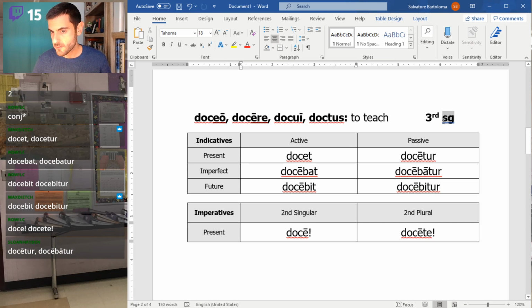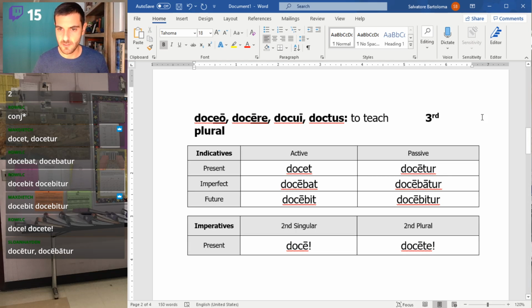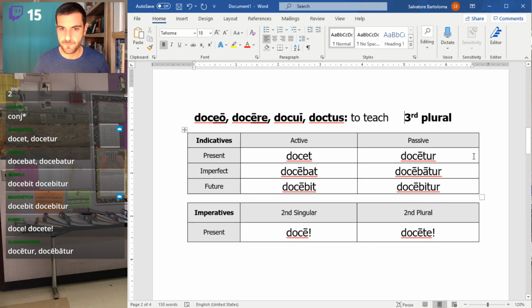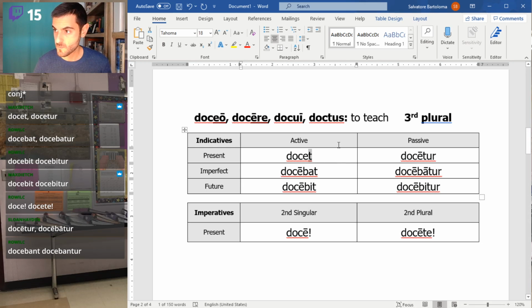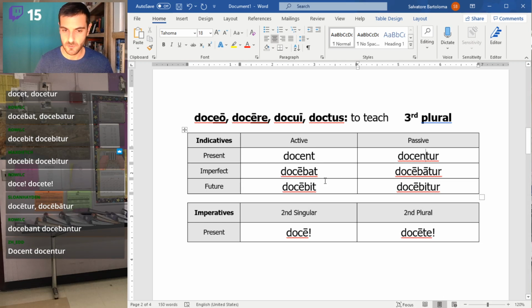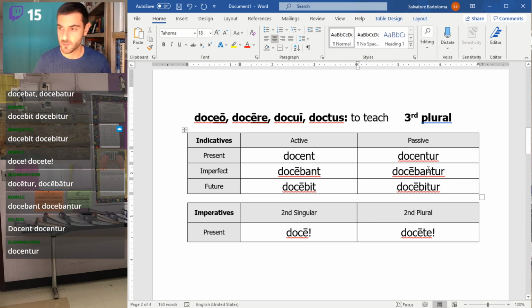What if I change this to third plural, let's say, for practice's sake? Basically, my T's are going to change to NT. So we get docent, docentur, docebant, docebantur. We lose some of those extra long marks too.